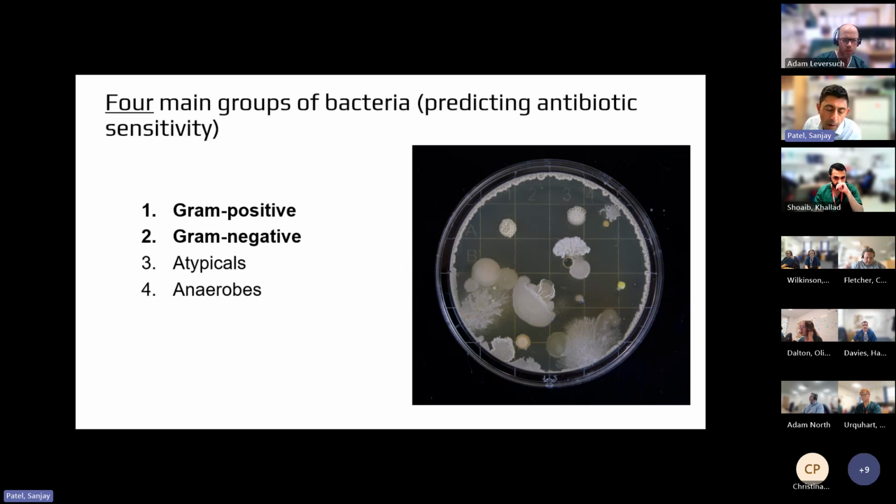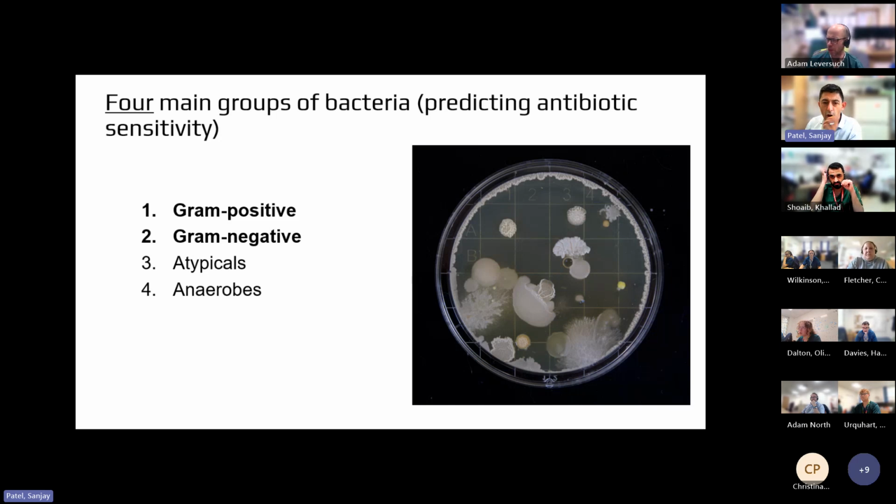And just as a by the by, talk about atypicals, which are things like mycoplasma. They're a bit different and they don't really have great cell walls. They're very hard to culture. Or anaerobes, things like C. diff, Clostridium, which really don't like oxygen. They love to grow when there is no oxygen around.